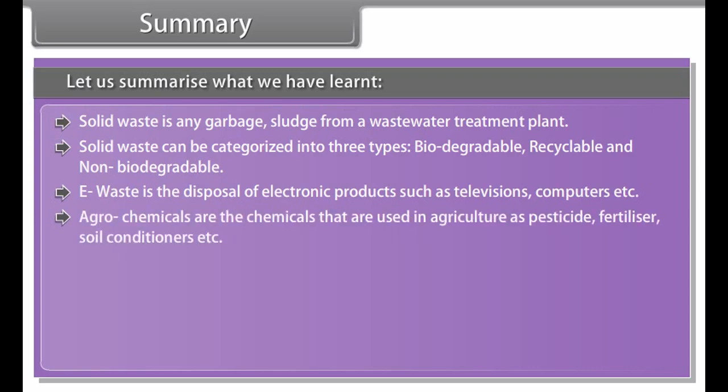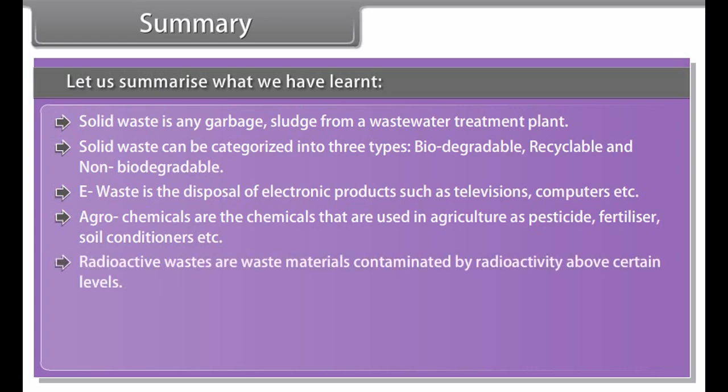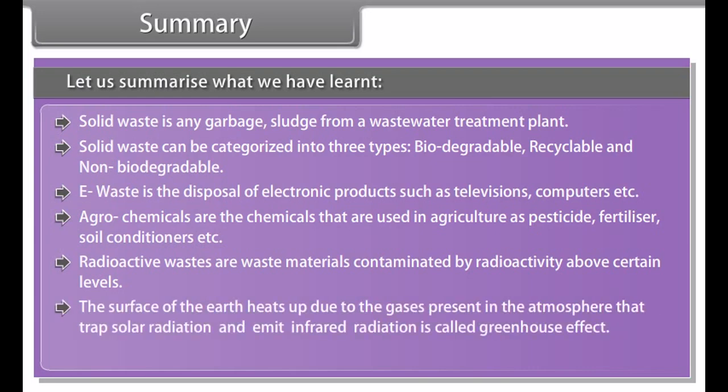Agrochemicals are the chemicals that are used in agriculture as pesticide, fertilizer, soil conditioners, etc. Radioactive wastes are waste materials contaminated by radioactivity above certain levels. The surface of the earth heats up due to the gases present in the atmosphere that trap solar radiation and emit infrared radiation, which is called greenhouse effect.